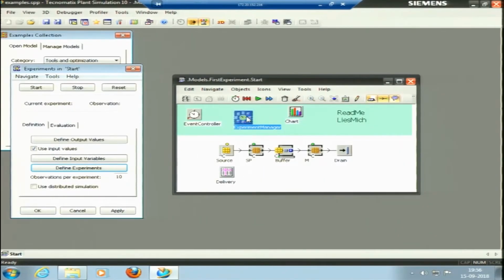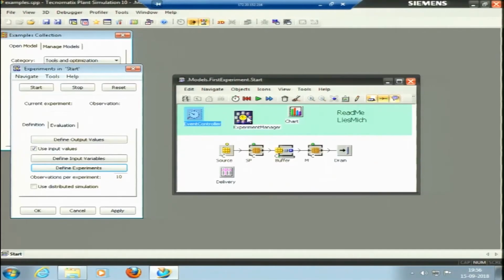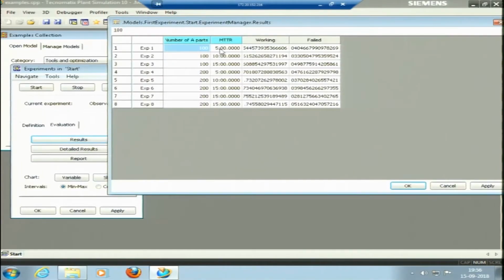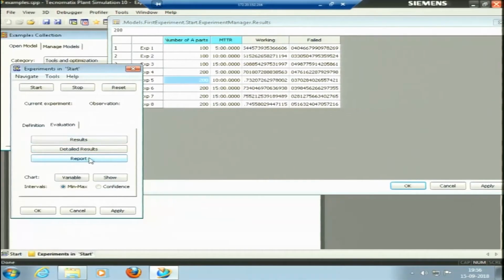Let me try to run. It has run for 8 hours. Now let me try to see the experiment manager. Now I need to see the results. It has shown the results at mean time to failure. If it is kept at 5, it is working for this much time and failed for this much time. So for the simulation of 100 parts, and again for 100 parts, and this is for 200 parts. So it has taken 8 experiments. I can see the report as well here.